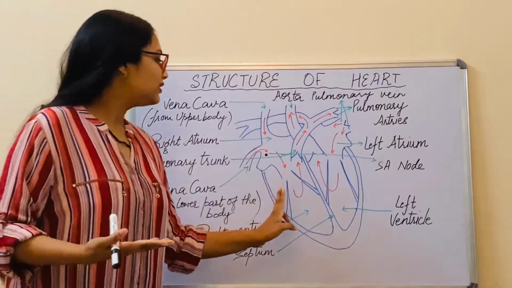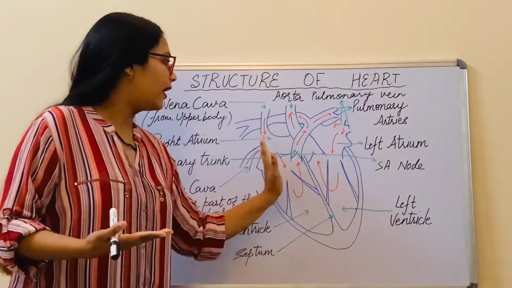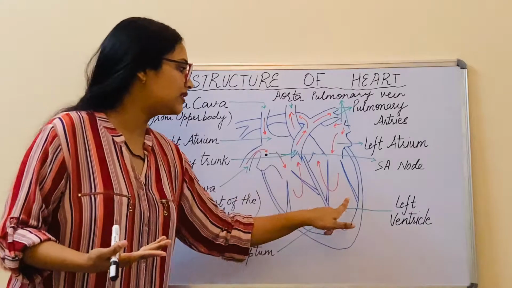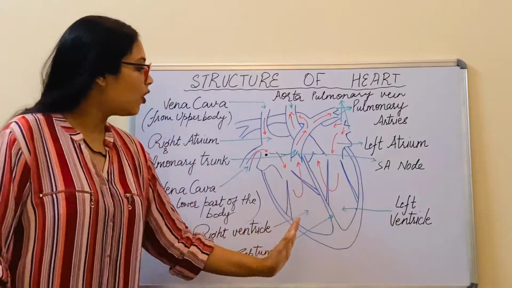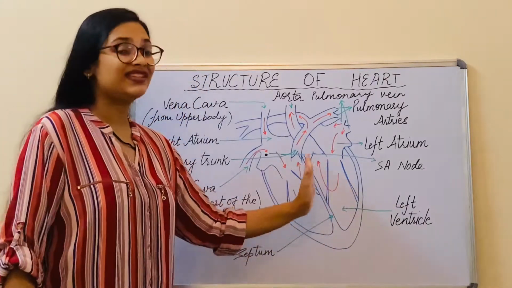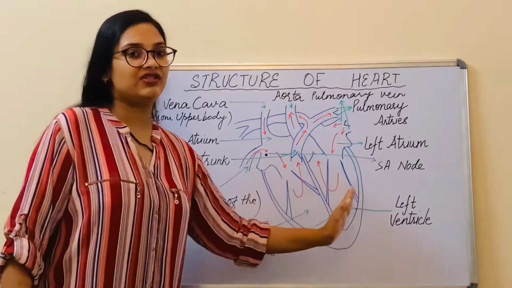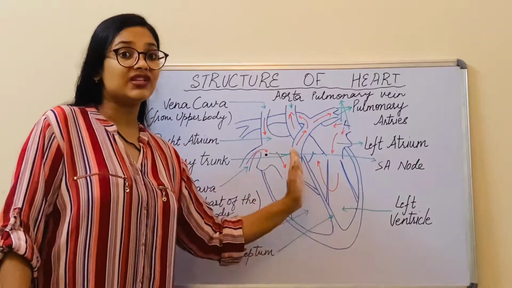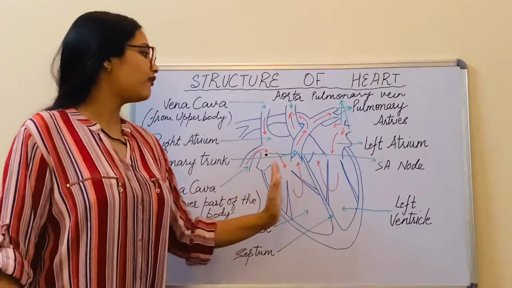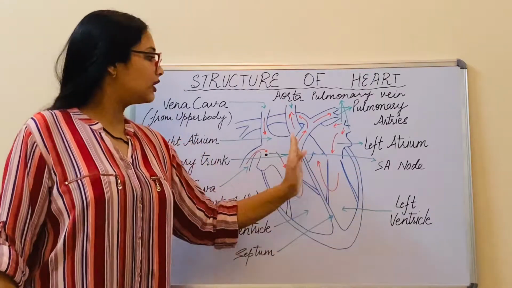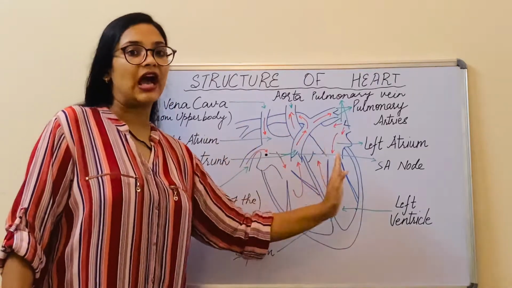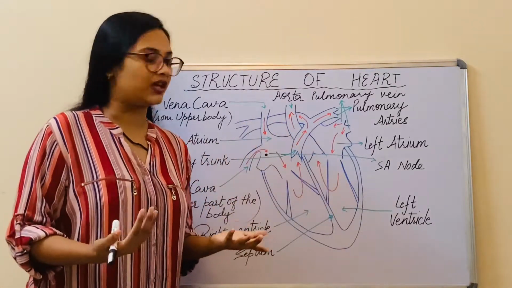So this is the right part and this is the left part. This is the right ventricle and this is the left ventricle. So this septa, which is dividing the two ventricles, is the interventricular septa, which is dividing the left ventricle from the right ventricle. Similarly, when it goes upwards and separates the two atria, it becomes the interatrial septa.